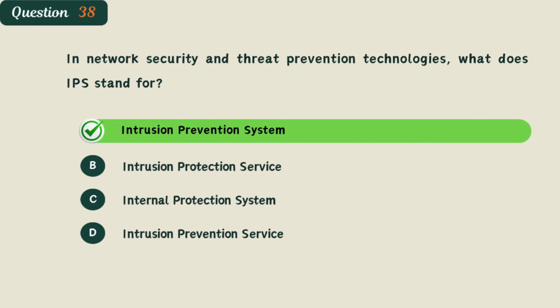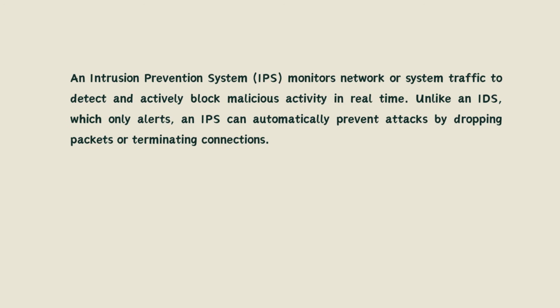Correct answer. A. Intrusion Prevention System. An intrusion prevention system, IPS, monitors network or system traffic to detect and actively block malicious activity in real time. Unlike an IDS, which only alerts, an IPS can automatically prevent attacks by dropping packets or terminating connections.